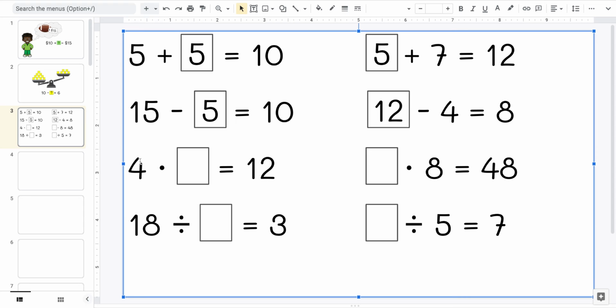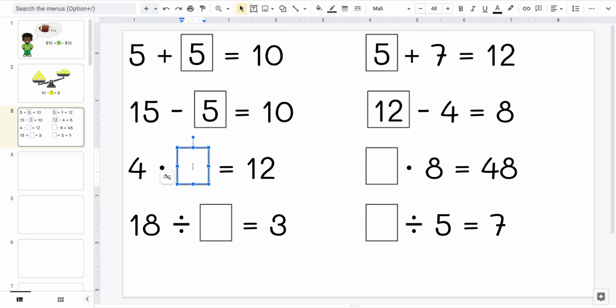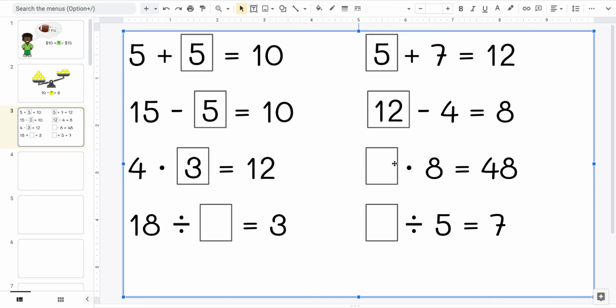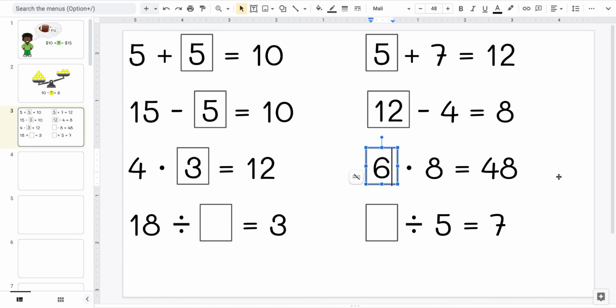All right, next one. 4 times something is 12. Ooh, that's 3. 4, 8, 12. So I can skip count by 4 3 times, and I have 12. What times 8 is 48? Ooh, I know that one because of the rhyme. 6 and 8 went on a date, and the total was 48.